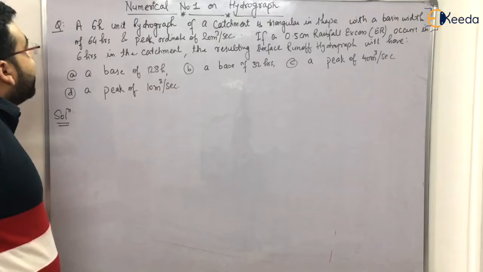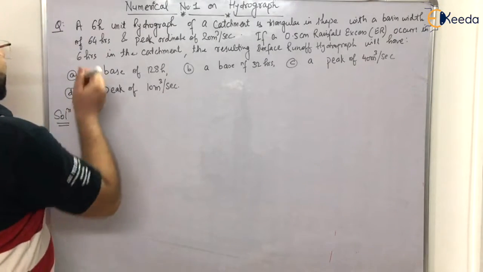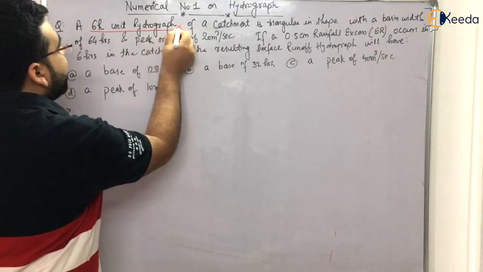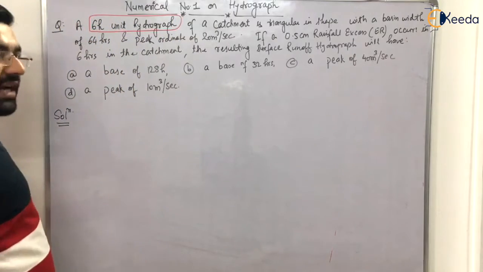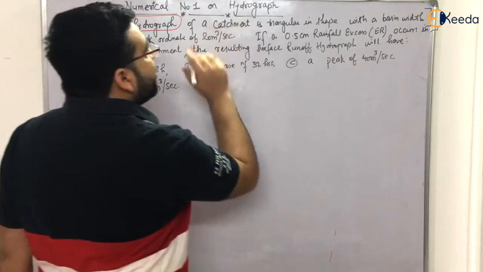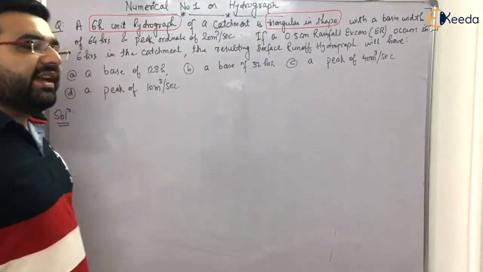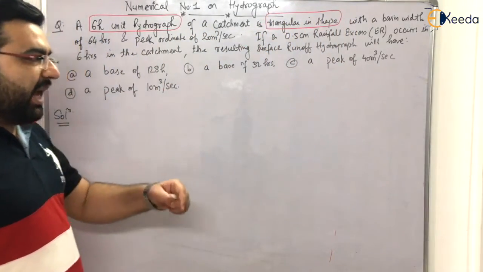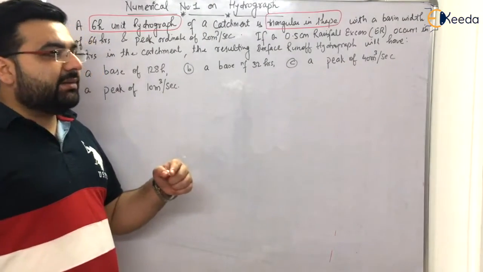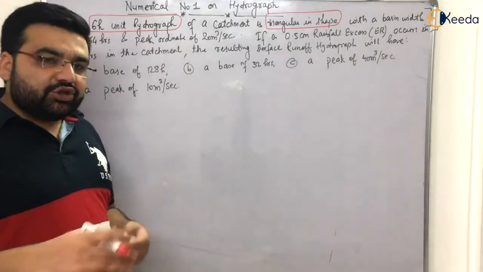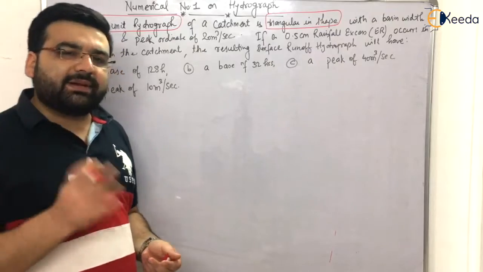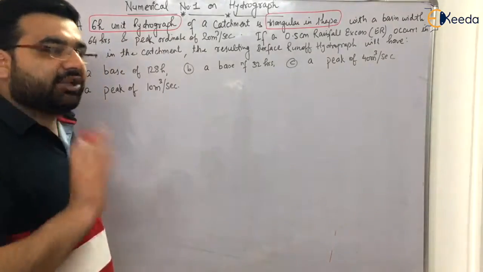So what does it say? It says that a 6-hour unit hydrograph of a catchment is triangular in shape. Now these types of questions are very common in GATE examinations. Sometimes it is given triangular shape, sometimes it is given trapezoidal shape, right? So it just wants to check your concept, nothing else, right? Their questions are very easy actually, right?